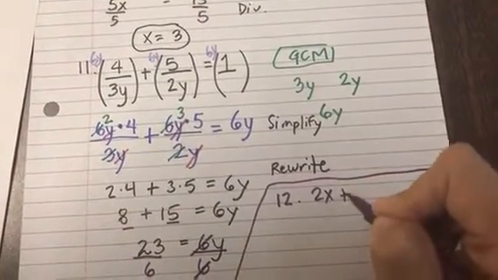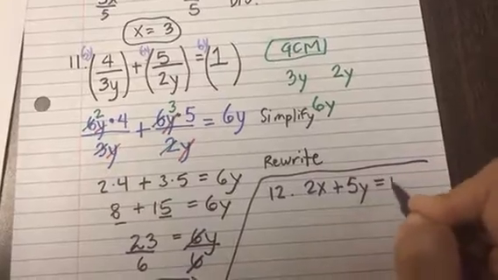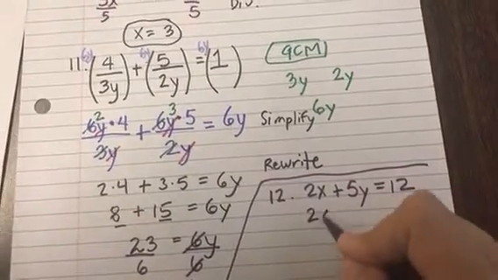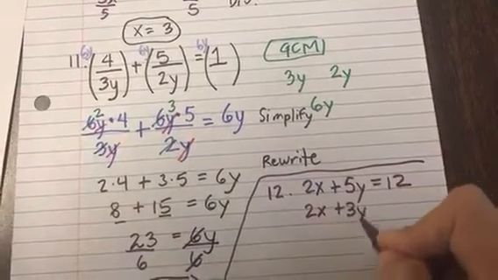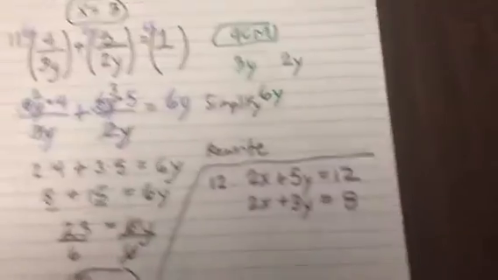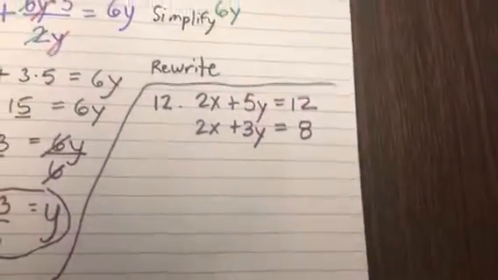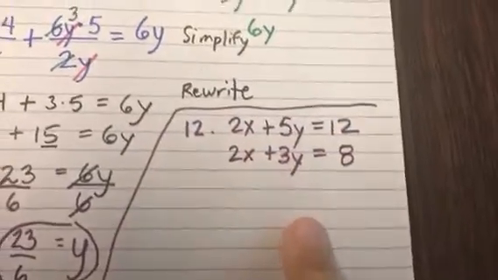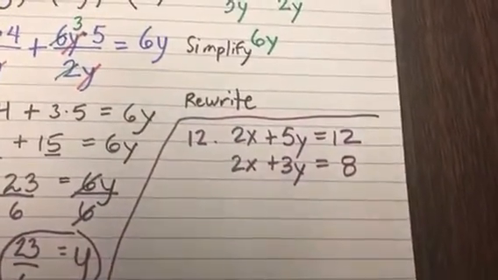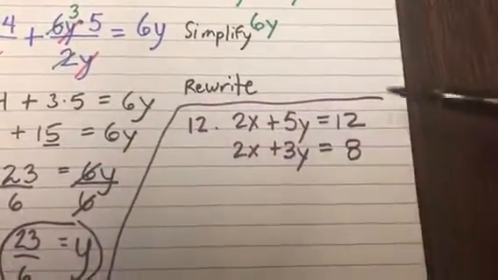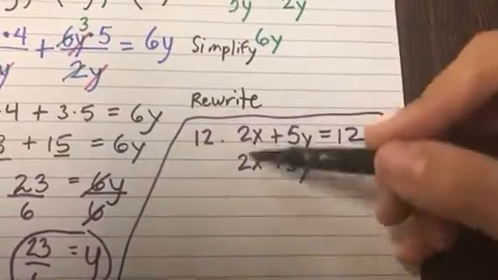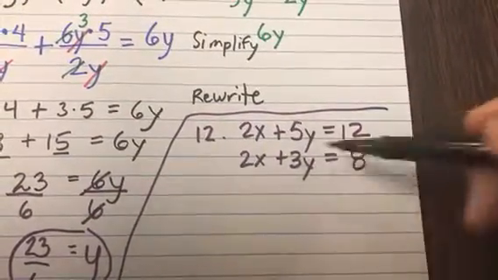So that's 2x plus 5y equals 12. 2x plus 3y equals 8. Go ahead, pause, and copy the problem down. Now, the easiest way to answer this, there's more than one way to solve systems, is that if they're lined up appropriately, and they are, I can solve by cancellation or elimination.